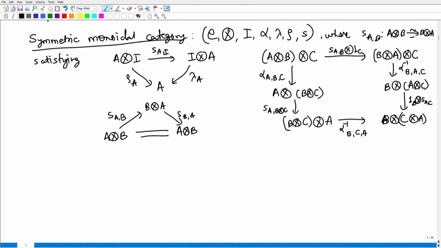There are different types. The braided monoidal categories have a slightly weaker condition: there is some morphism, but it is not its own inverse. So S_AB composed with S_BA is not necessarily identity. But braided monoidal categories are quite often used in theoretical physics, in particular quantum field theory.